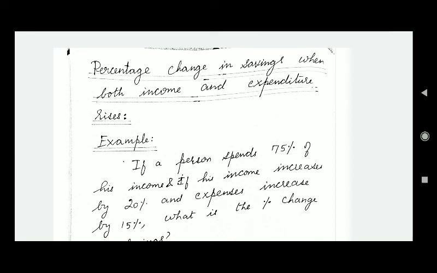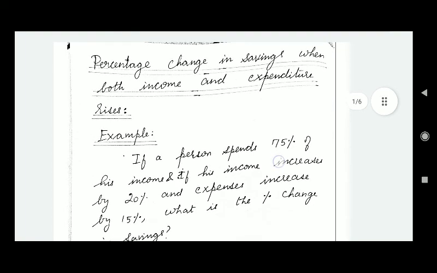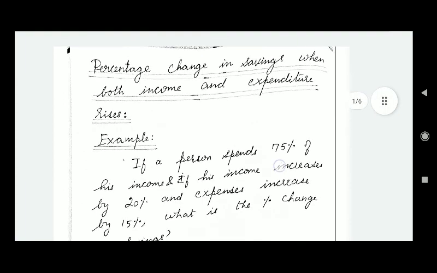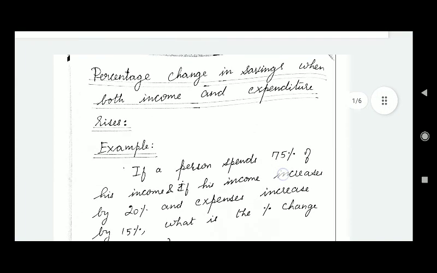Well, in the recent past, it has been observed that quite a lot of questions have been asked in the arena of income, savings, and expenditure. So, we shall try to deal with all of them in this video. Particularly, our topic for this video is percentage change in savings when both income and expenditure are on the rise.